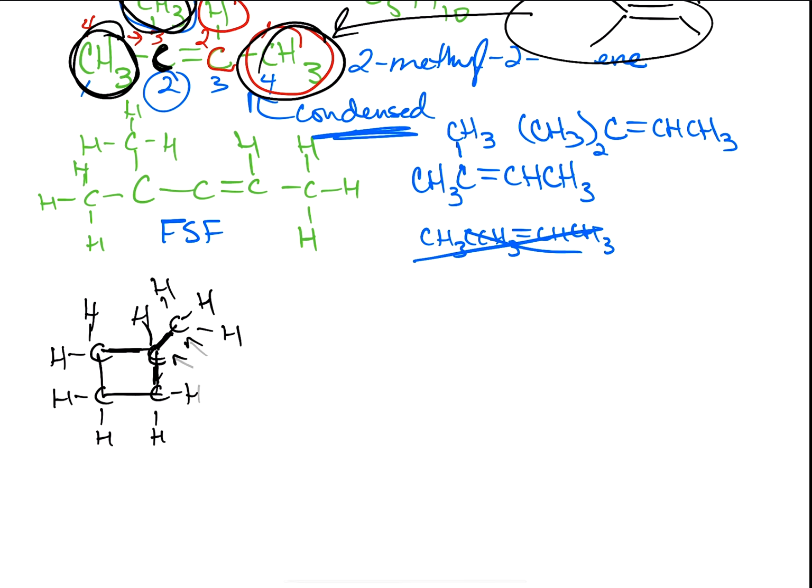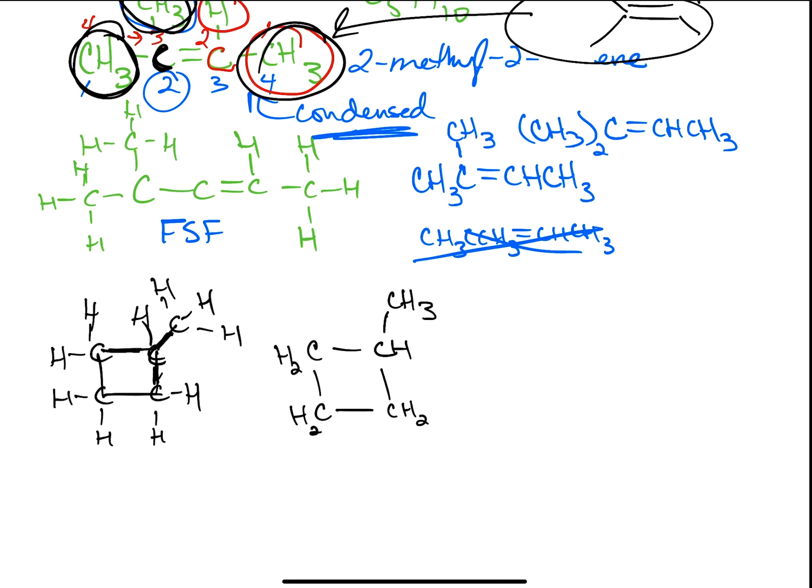Okay, so how would you draw the condensed formula for that one? Well, you do CH2, and let's point those out of the ring structure there, just to be clear. And then you would put CH3 like that. So that would be the condensed formula. And make sure you draw the ring there.